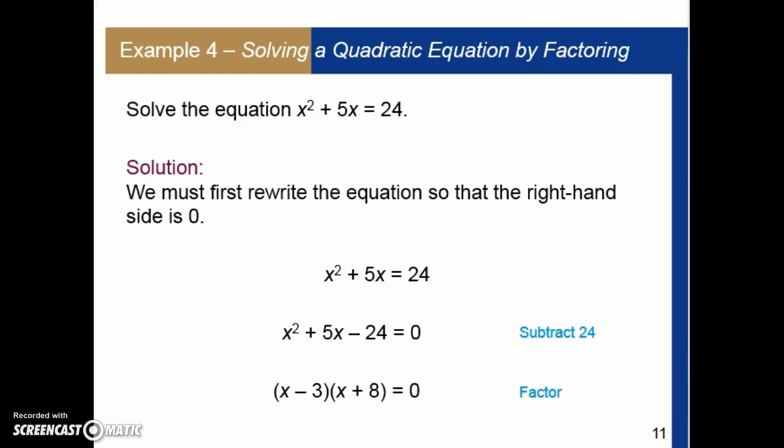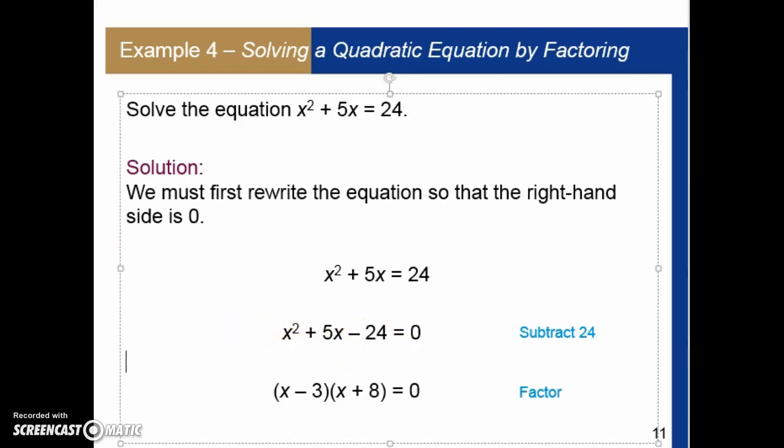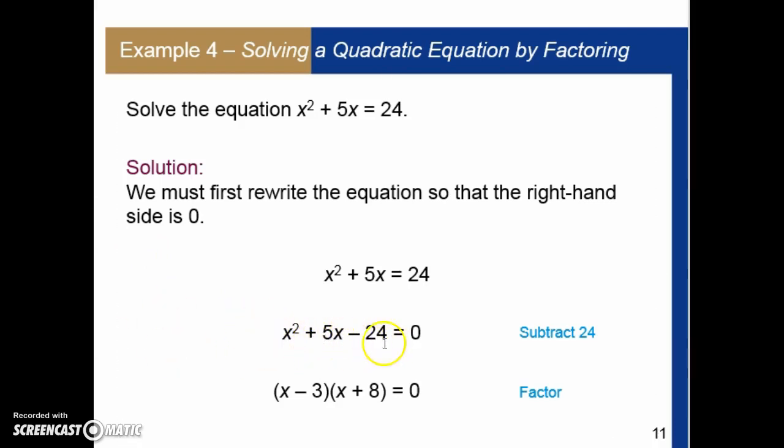So first things first is we have to get 0 on one side of this equal sign. So we usually do whatever mathematics is necessary to get everything else on the other side of the equal sign. For instance, here we subtracted 24 from both sides so that now we have 0 on the right hand side and we have the minus 24 on the left hand side.